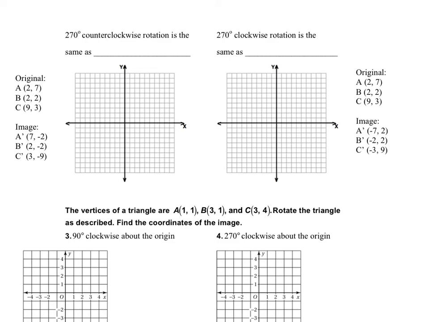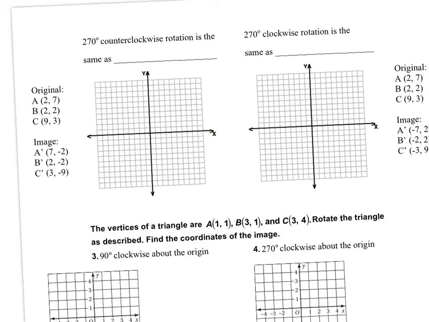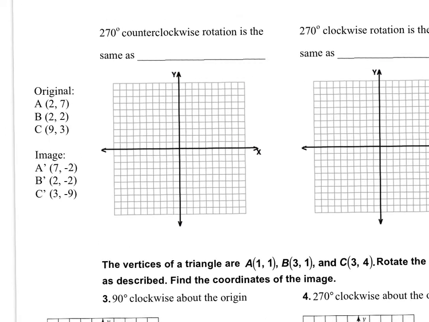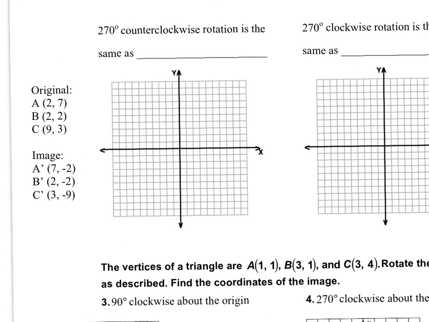Okay, the next couple problems I want to prove a point to you. So we're going to graph the original. 2, 7, so go over 2 and then up 7 right here. We'll label that A. 2 and then up 2, that's B. And then 9, 3, that will be C. Draw a line to connect your dots. Okay, so we have A, B, C.